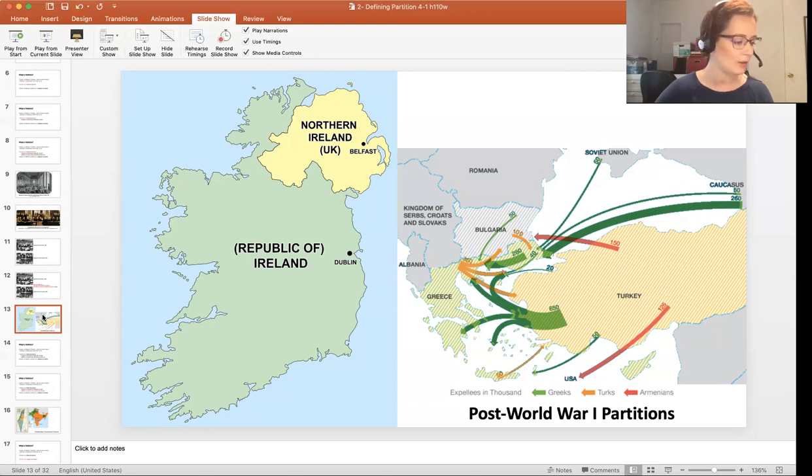And then the second one is the Greek-Turkish partition. This is the partition of the Lausanne Treaty in 1923-1924. The Lausanne Treaty basically paved the way for a massive forced exchange of 2 million people, effectively deporting most of the Christians of Turkey out of Turkey and into Greece, and deporting all of the Muslims who lived in Greece back into Turkey in 1923-1924.